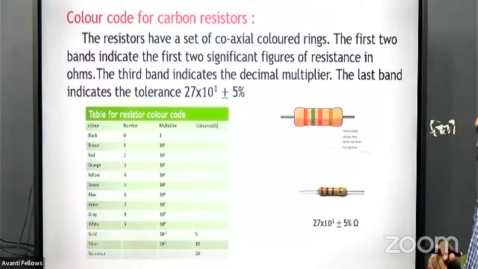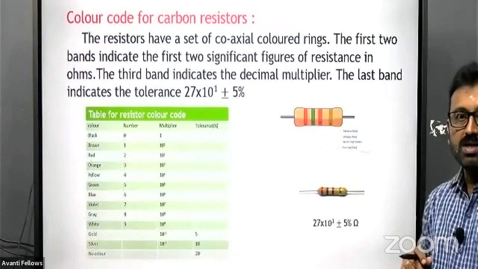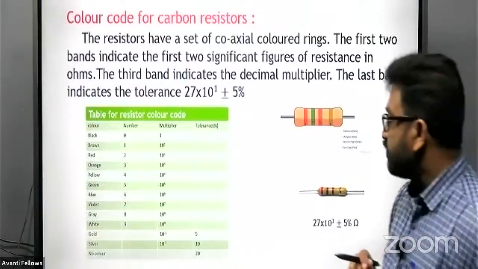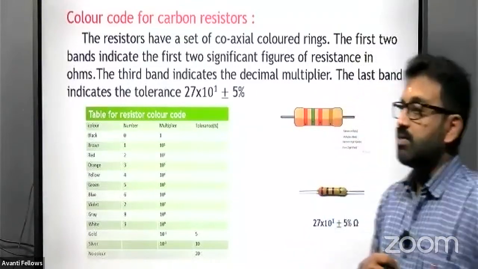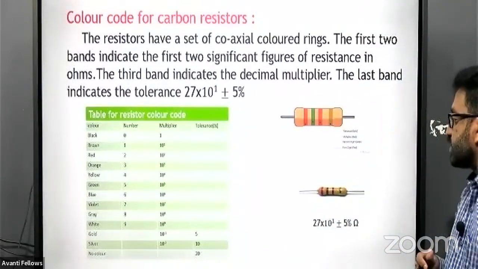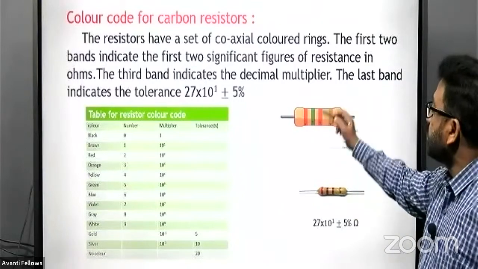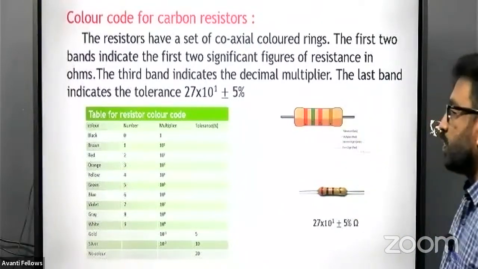Then different tolerance levels are also given. If it is a golden line, we have a tolerance of 5%. If it's a silver line, we have a tolerance of 10%. And if there is no line, there will be a tolerance of 20%, like that. So 3 lines will be there, so we can read the lines.